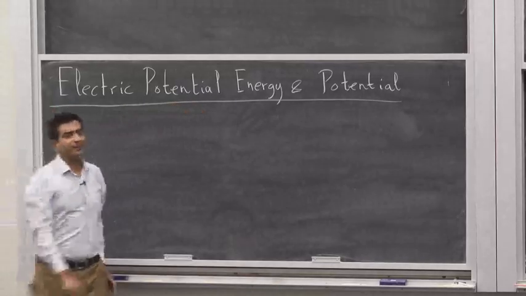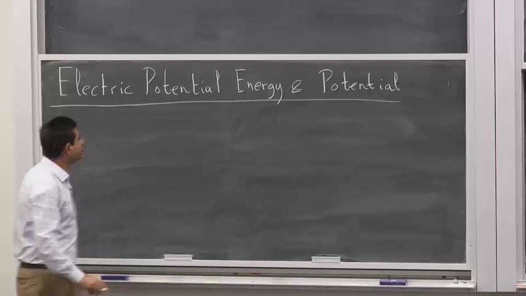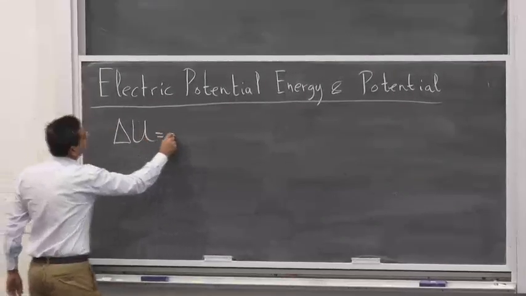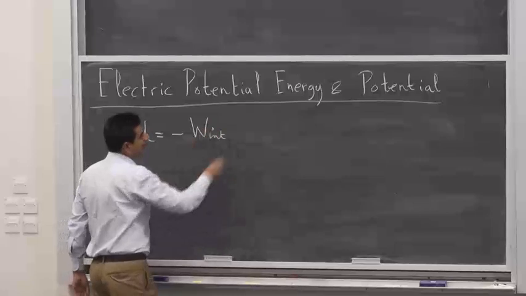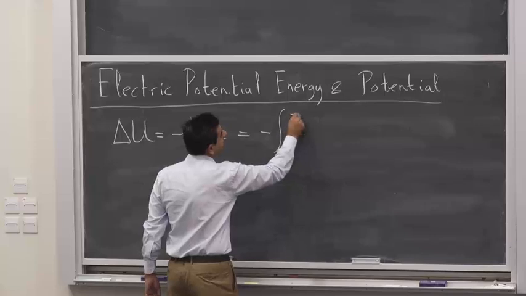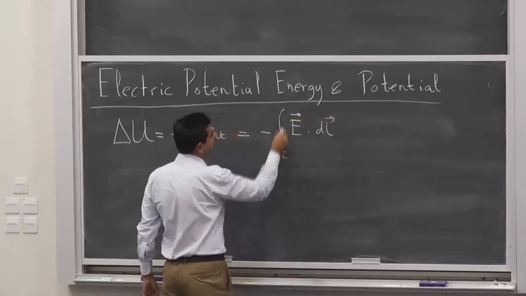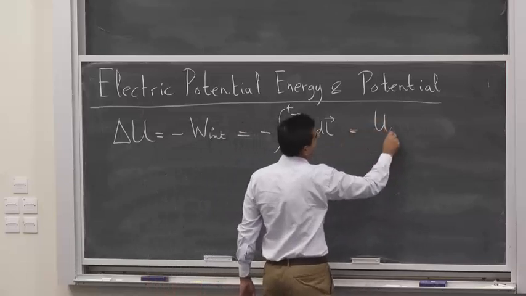So in the previous lecture we discussed electric potential energy, and we defined the change in the electric potential energy as the negative of the work done by the internal forces, which is minus the integral of E dotted with dl as you go from some initial position to the final position, and this is defined as the change in the potential energy.